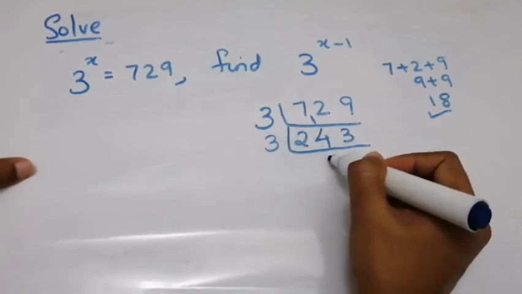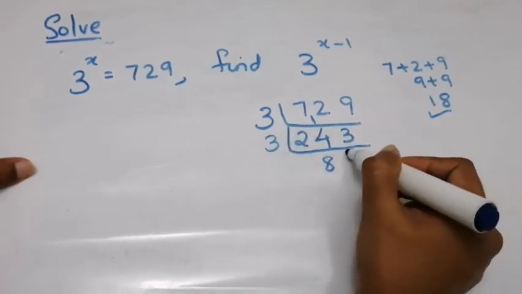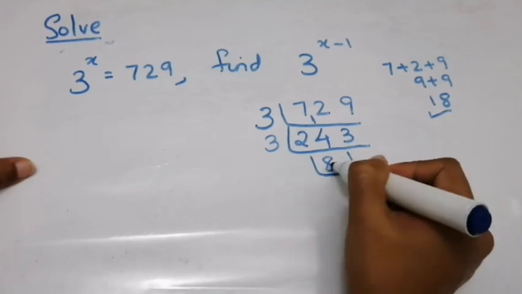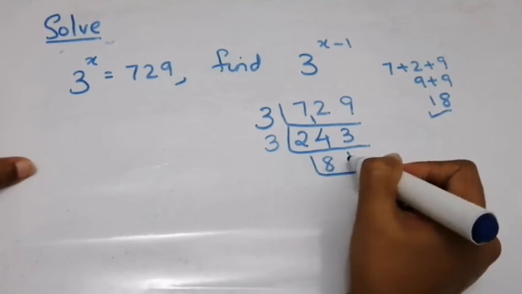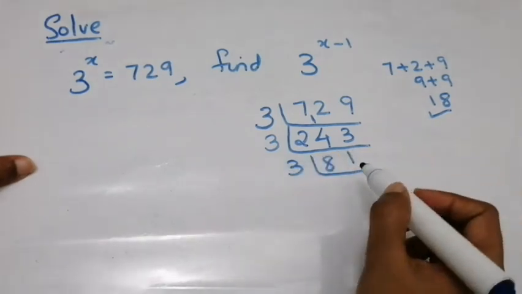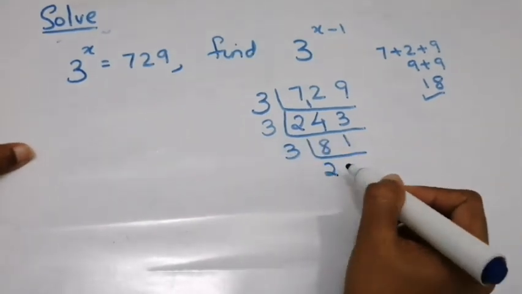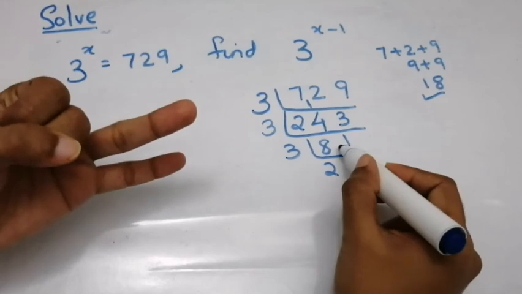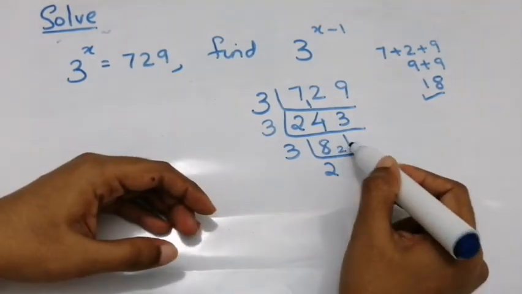3 into how much is 24? 3 8's are 24. 3 1's are 3. 8 plus 1 is 9. Therefore, 81 will go in 3's table. 3 2's are 6. 7 8. 2 is the remainder. 3 into how much is 21?